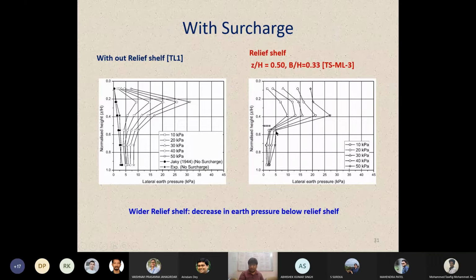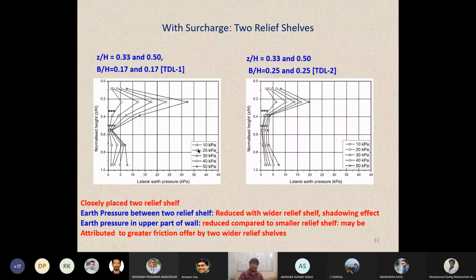The interesting part is with the two relief shelves. When we use two relief shelves having a smaller width, hardly any changes are happening. However, once we use wider relief shelves, two closely placed wider relief shelves, we noted a shadowing effect. The shadowing effect is that whatever surcharge has been applied over there has not completely reached this position due to the provision of wider relief shelves. That is why the lateral earth pressure in this particular section has not changed much.